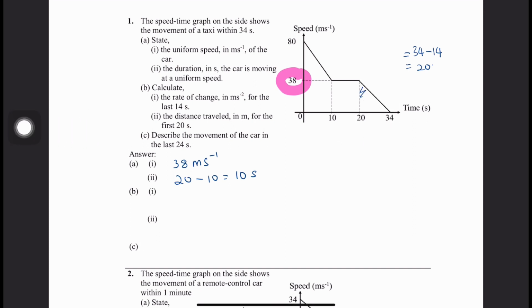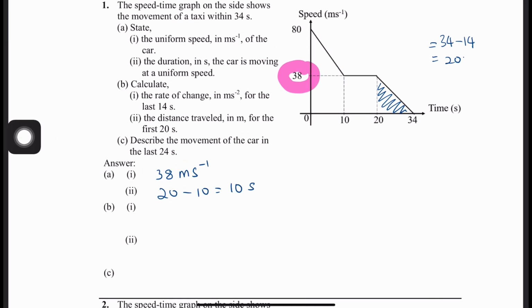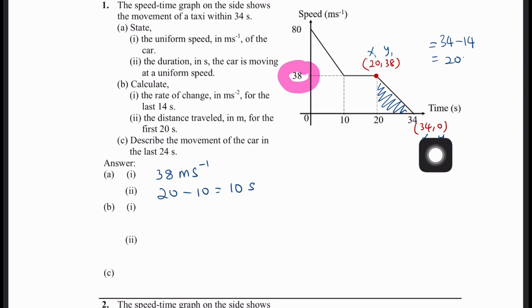Okay, so this area is the last 14 second. So dia nak rate of change, so it means gradient. Okay, so kalau gradient, awak ambil dia punya coordinate. This one is 20, 38. This one is 34, 0. Okay, so label lah x1, y1, x2, y2. Kalau terbalik pun tak kisah. Kalau ni x2, y2, x1, y1 tak kisah. Yang penting jangan campurkan x1, y1, x2. Tak boleh. x1, y1, x2, y2 ataupun x2, y2, x1, y1 terpulang.